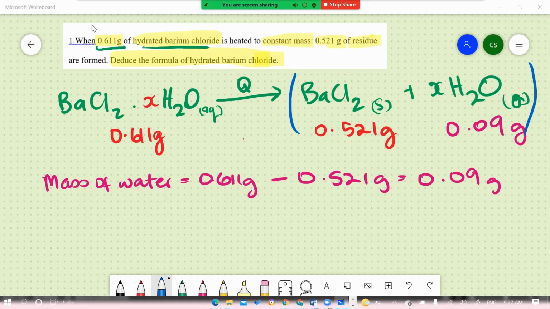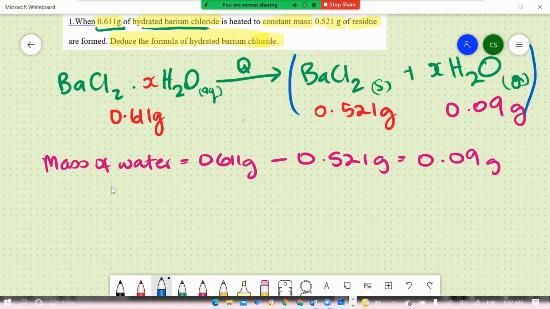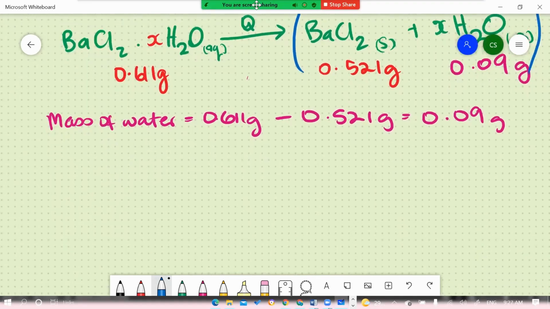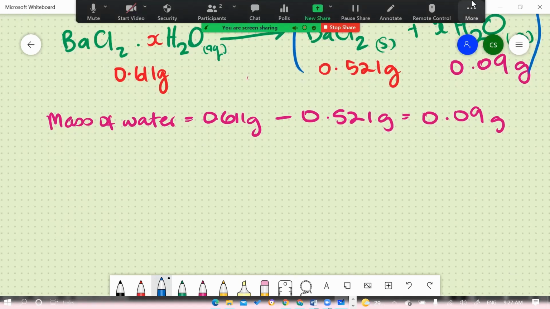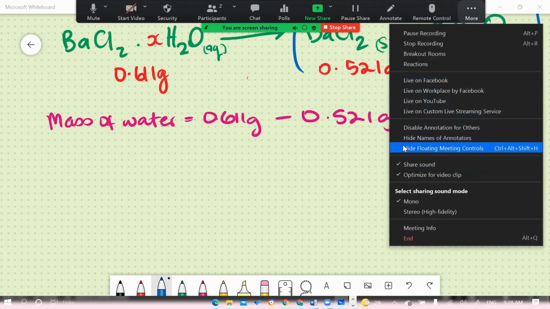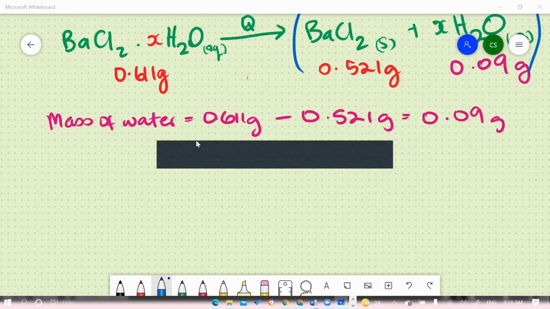All right, I'm saying that we know the mass of barium chloride and we know the mass of water. What are we going to do next? Now you're going to be finding the amount of moles in each mass that you currently know. So you're going to be finding how many moles are in 0.521 grams of BaCl2, and how many moles are in 0.09 grams of XH2O. All right, great. So tell me, how would you do that?